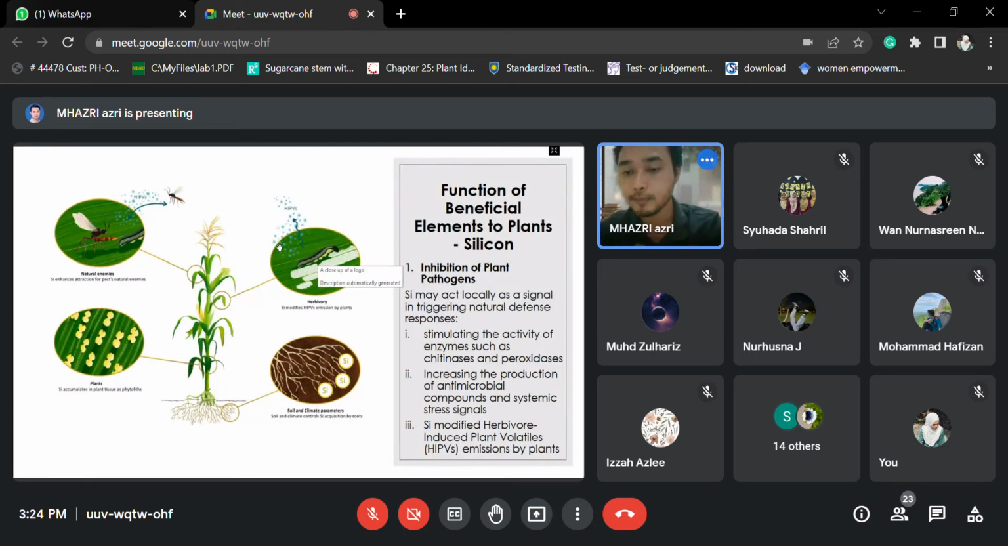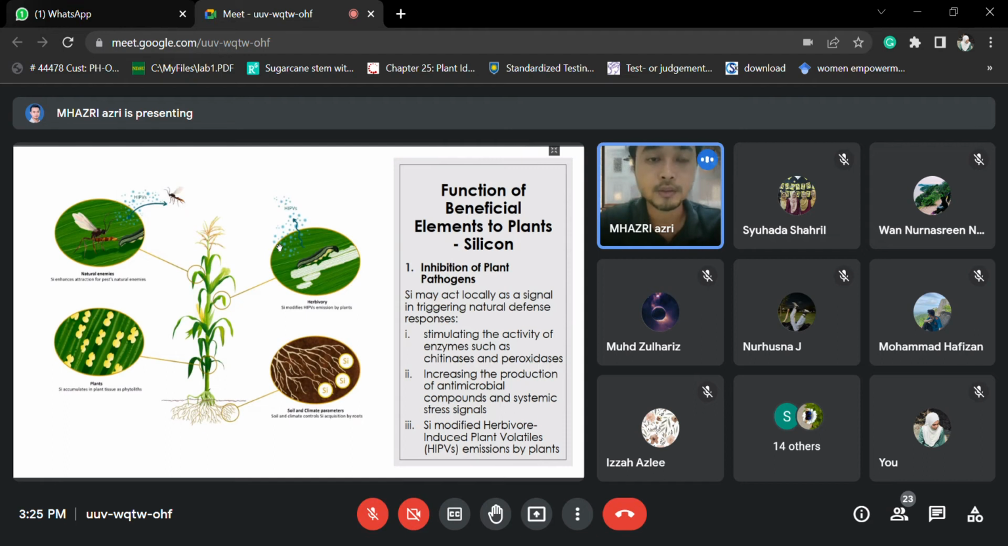Okay, apart from that, silicon also will stimulate the activity of enzymes such as chitinase and peroxidase. Okay, so apa itu enzymes chitinase? Chitinase is enzymes that will digest or solubilize chitins. Okay, so kat mana kita akan jumpa chitins ni? Plant dia tak ada chitins. Yang banyak chitins adalah insects or herbivore, kumbang yang feed on plant leaf ni tadi.